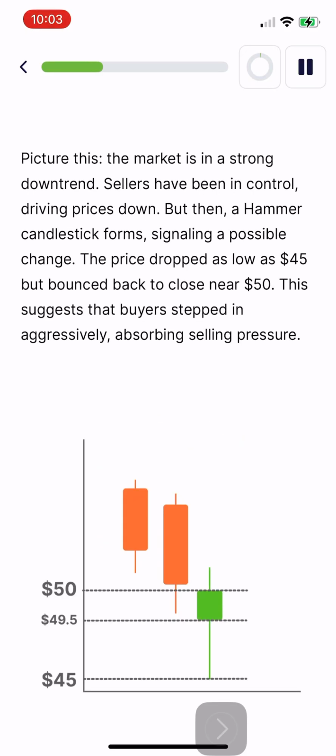Picture this. The market is in a strong downtrend. Sellers have been in control, driving prices down, but then a hammer candlestick forms, signaling a possible change. The price dropped as low as $45, but bounced back to close near $50. This suggests that buyers stepped in aggressively, absorbing selling pressure.